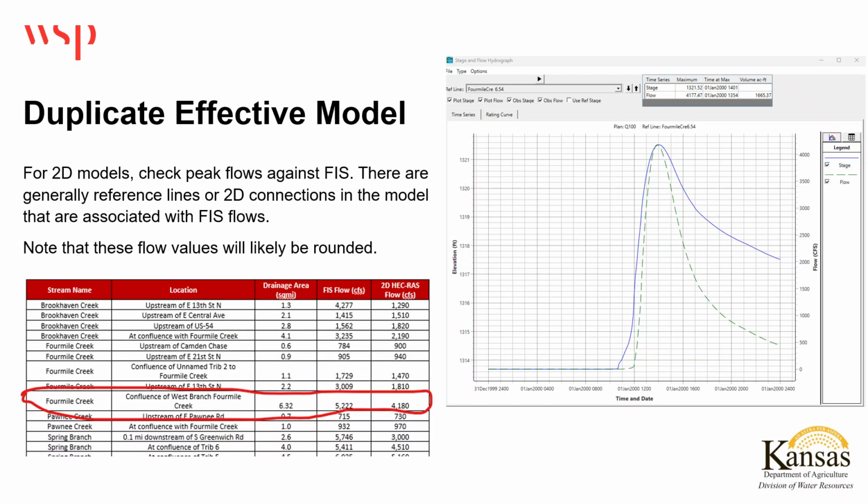If your current effective modeling is 2D, it gets a little trickier to check that you have the correct model. You can check against the summary of discharges table in the FIS just like 1D, but in 2D you'll have to go into the hydrographs. So hopefully there is a reference line or a 2D storage area connection line at the location of each of the FIS points, and you can check the peak flow in that hydrograph matches with the flow listed in the FIS. It is important to note that these flows will likely be rounded, so they won't match exactly.